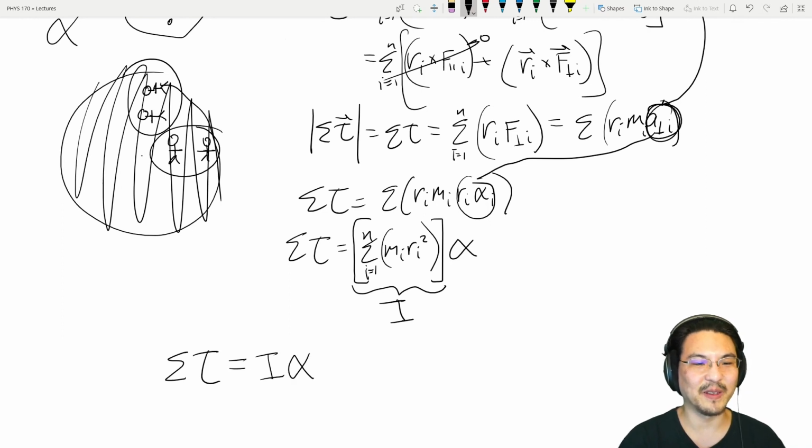Let me write above it what we had before, Newton's second law: the sum of forces equals mass times acceleration. See how it looks analogous for rotation? The sum of torque equals moment of inertia times angular acceleration.